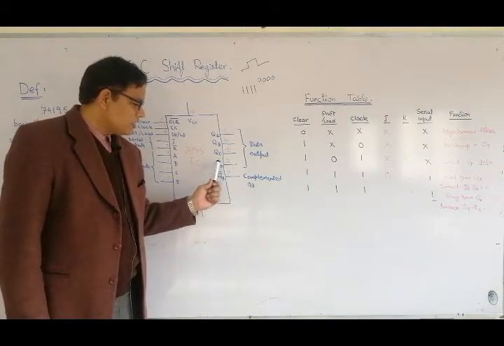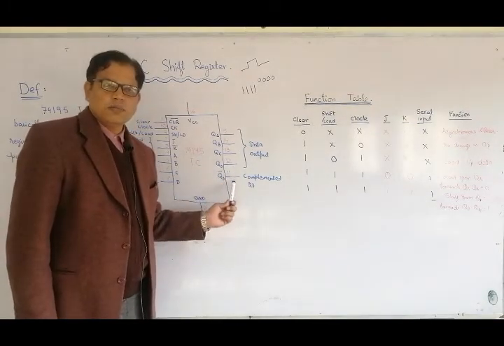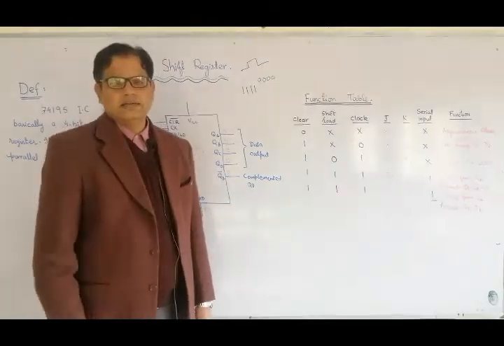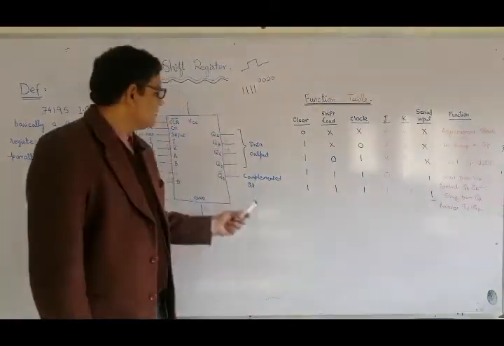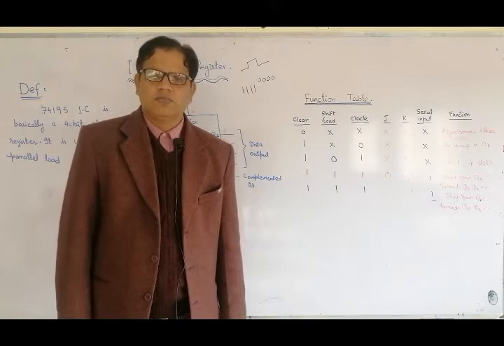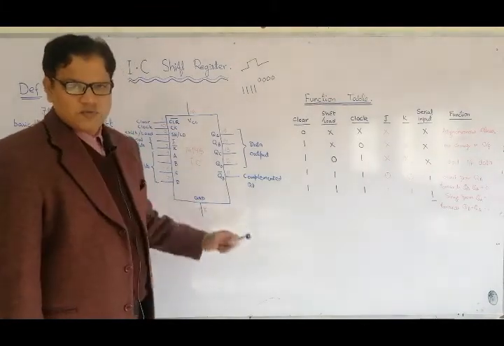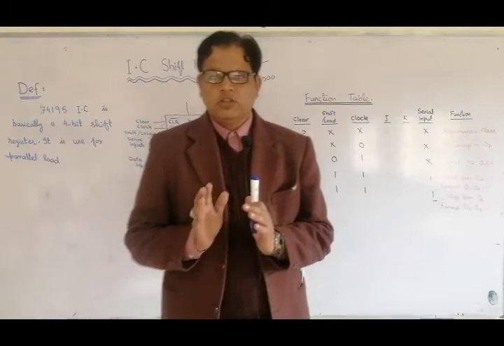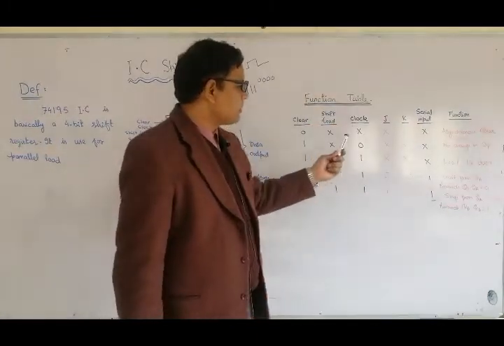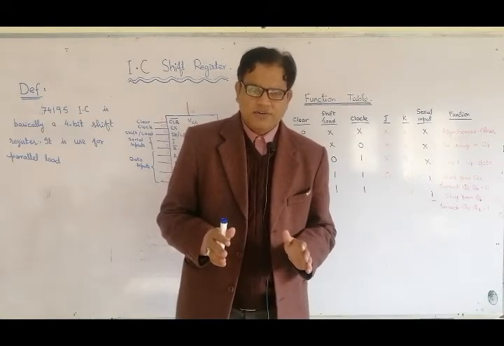QD bar shows the complement of QD, which is pin number 12. Pin number 11 is the complement of pin number 12, which is used to regularize the outputs at any stage. Pin number 16 is VCC, the voltage from the source which supports this IC to work operationally. As we have discussed the construction of this circuit, now we will discuss how it works and functions. Here we have a function table which will easily describe how the 74195 IC shift register works.